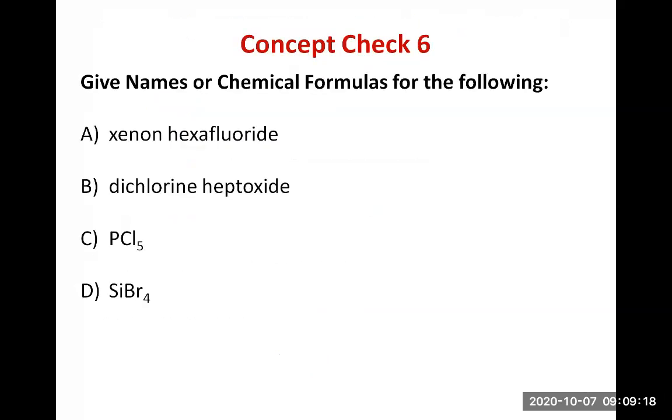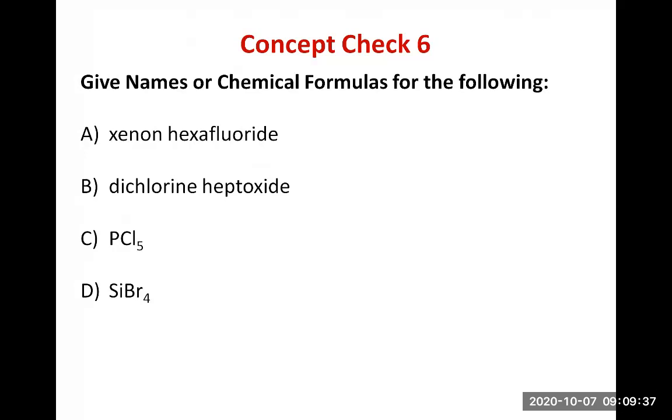So let's go through a concept check, and so please pause the video before you watch the answers. So try on your own. And first it's to find the formula for those names. Xenon hexafluoride.